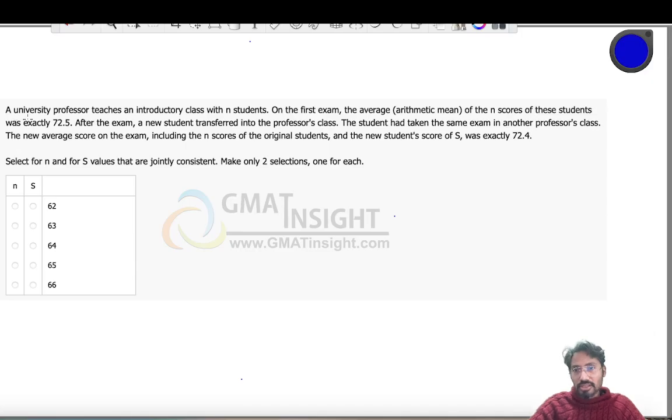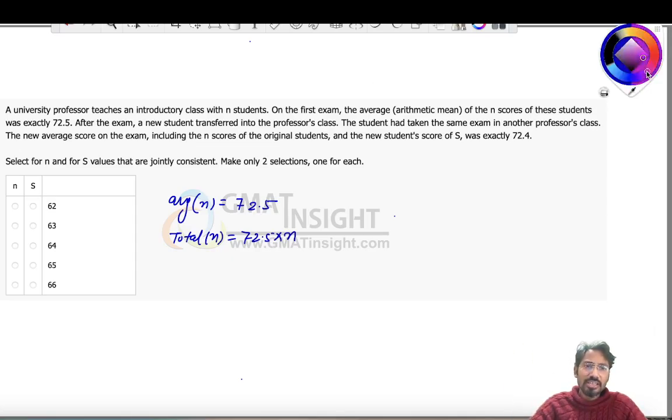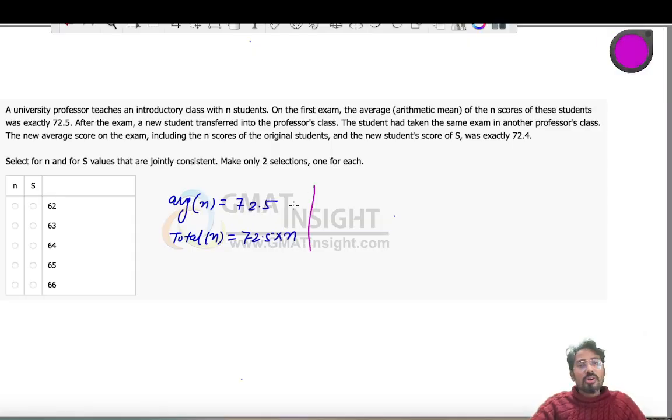Now here the question says that a university professor teaches an introductory class with n students. On the first exam, the average of the n scores was exactly 72.5. Now the average of n students was 72.5. That means we could say the total of n students should be equal to 72.5 multiplied by n. Now remember one thing, that average just helps us calculate the total. Therefore I always calculate total whenever the question gives me the average, without even thinking whether I really need that information or not, because usually most of the time it's always needed.